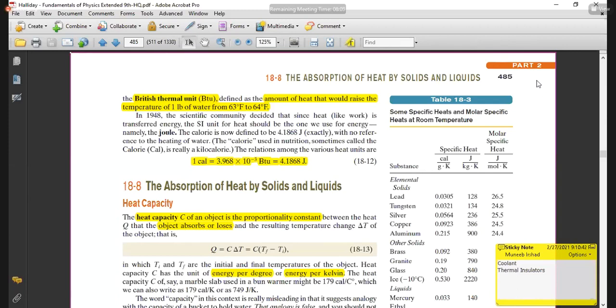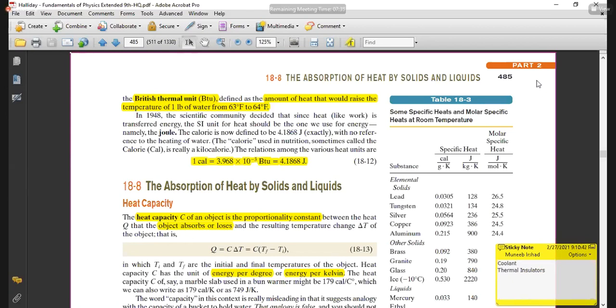But afterwards, after 1948, the scientific community decided that it is better to use joule rather than BTU or calorie as an SI unit. The reason is that we call the unit of energy joule, and in this case the energy is basically transferred from one body to the other. So it is better to utilize joule rather than BTU or the calorie.